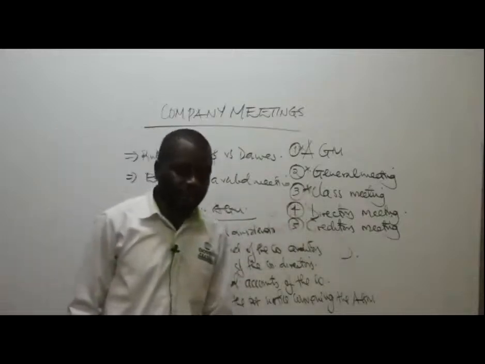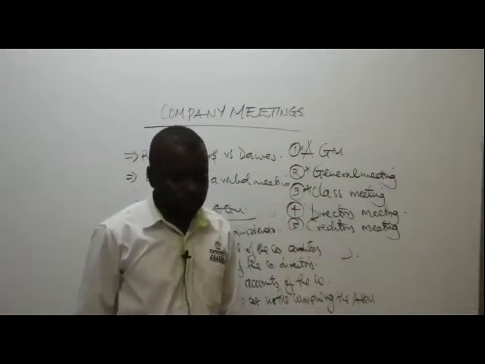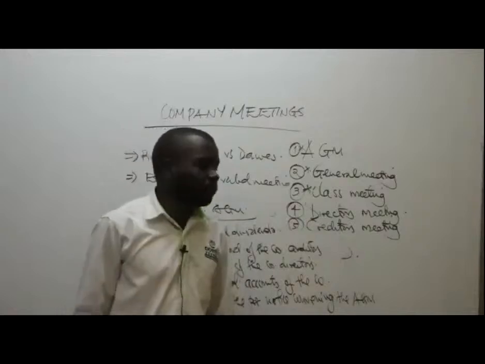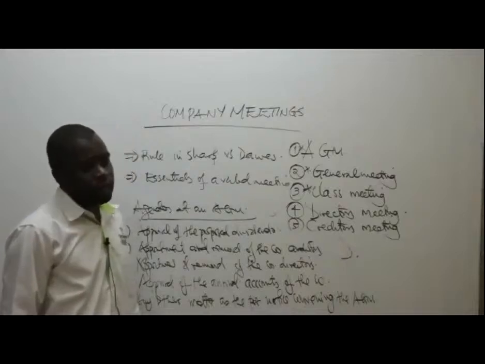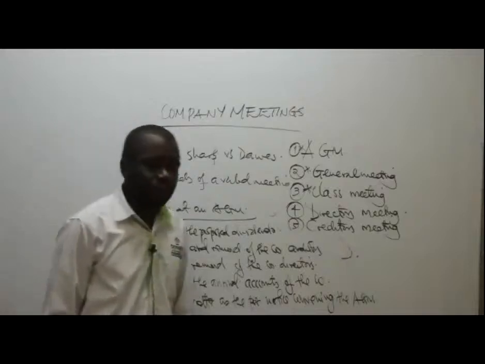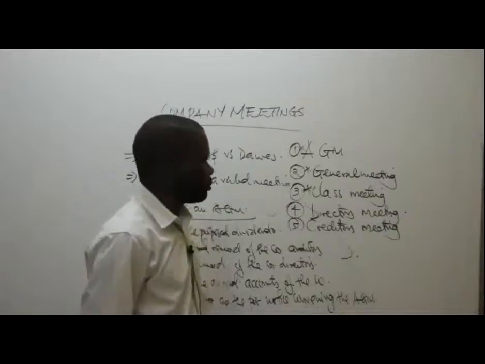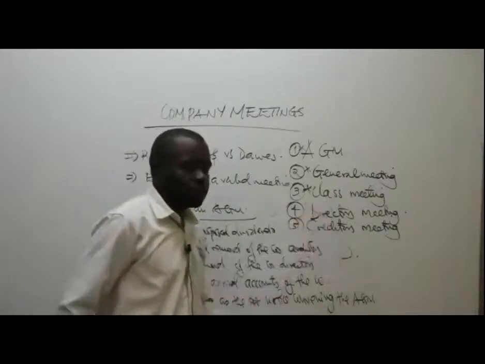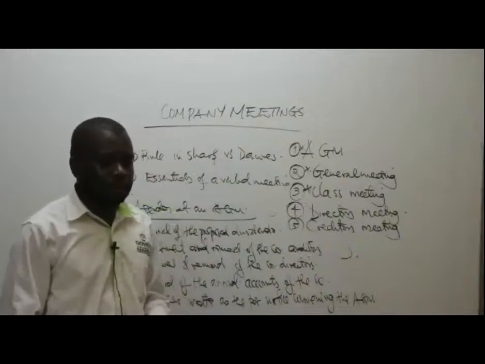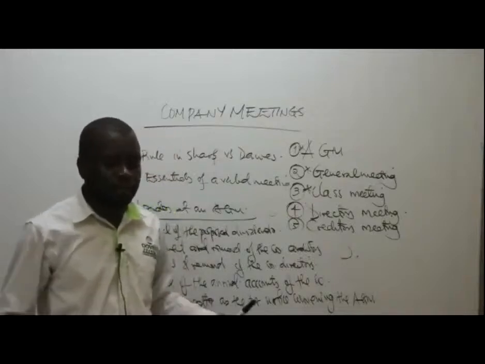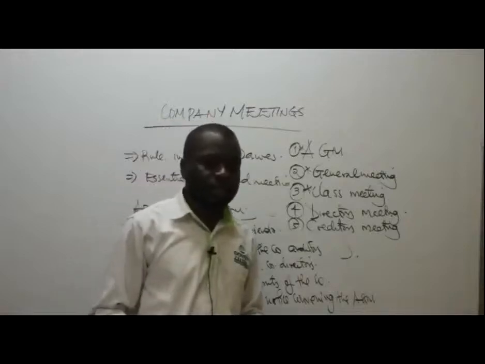It is any other meeting in a company other than the AGM, convened for the purpose of discussing matters of urgency that can't wait for the AGM. So it is termed a general meeting. This one can be convened anytime, so long as there's something very important to be discussed in the company.